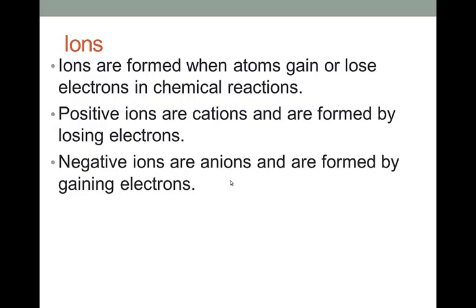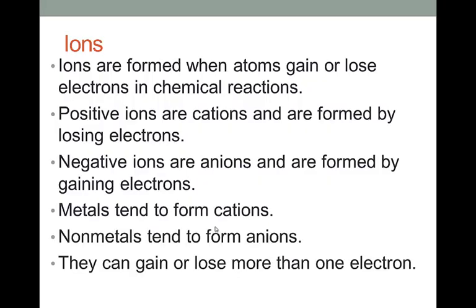Negative ions are anions, and they're formed by gaining electrons. They gain electrons because they tend to be nonmetals. Nonmetals are small, and therefore they have a strong attraction for their own electrons because of the positive charge of the nucleus. But that also gives them a strong attraction for other electrons from other elements. It is possible for them to gain or lose more than one electron.